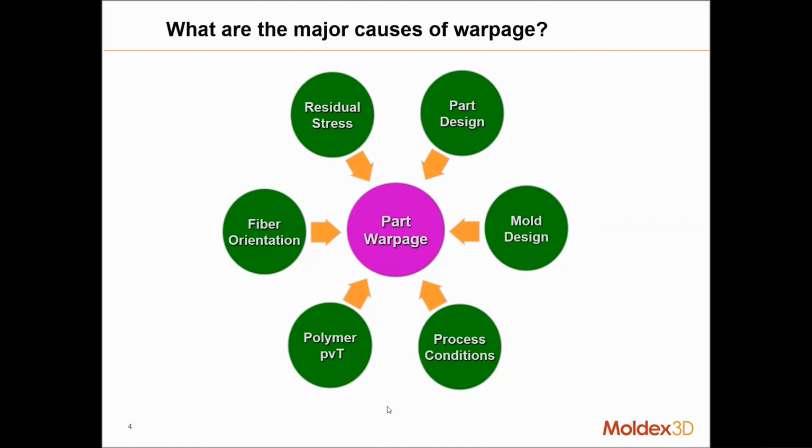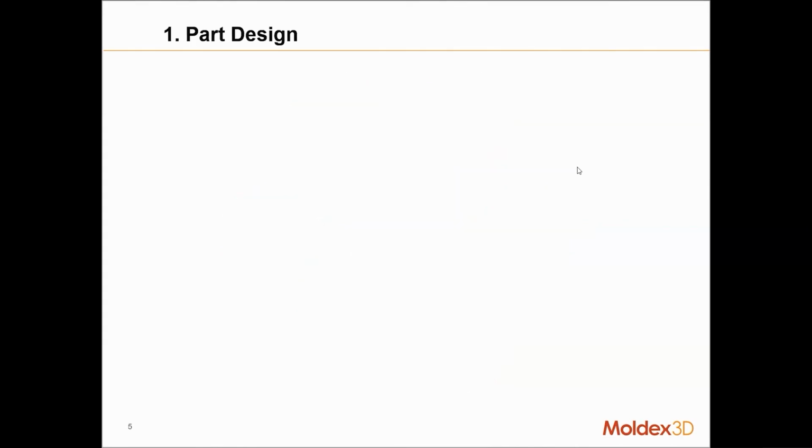We have mold design, process conditions, the PVT, which is a very, very important concept. We're going to get a little bit more in detail into that. Fiber orientation, we'll take a quick look at that. And then finally, residual stress: how the residual stress in the part after the molding process is going to impact post-mold shrinkage and so on.